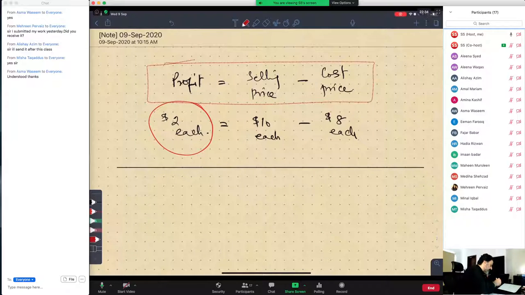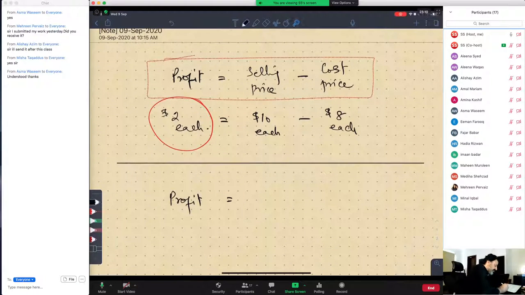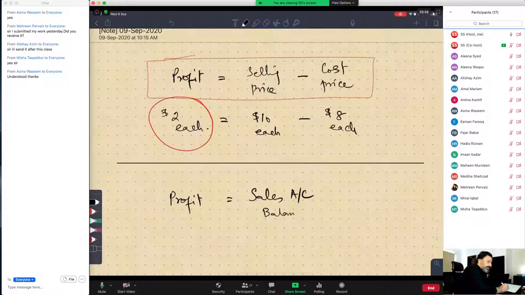But right now the data that is given to us is not about just one book. We need the equivalent of selling price per unit when we apply the same concept on overall inventory. So do you agree with this, that the sales account balance is going to represent your sales as an overall revenue? And we will see what is the equivalent of the cost price over here. So what do you think? What is the equivalent of a cost price when we deal with the inventory overall? The equivalent of selling price we can find in our ledger account as the sales account balance.